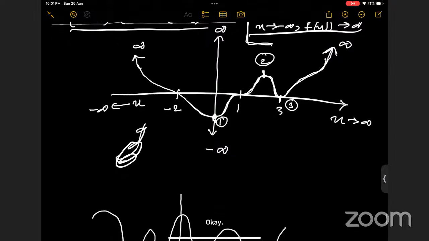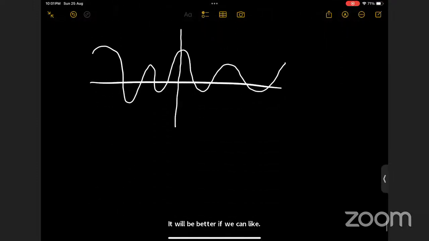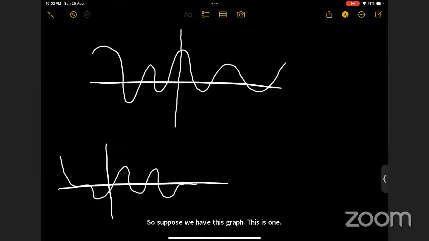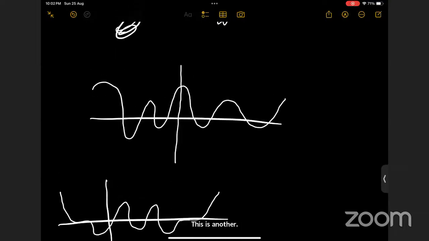But if we want to talk about the exact number, then it is better to check the graph. So suppose we have this graph. This is one. This is another. So what is the number of turning points in graph 1? Anyone?